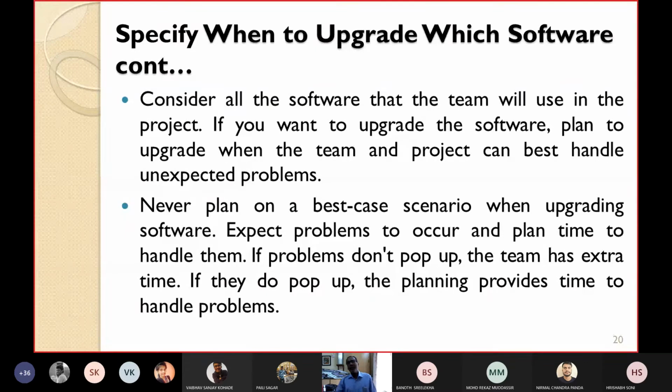For example, the coming two or three days are holidays, or you have just finished one major activity, so things are a little relaxed. Since you have some time, if some problem comes while upgrading, you have sufficient time to handle it. That's why you plan to upgrade when the team and project managers can best handle unexpected problems, when you have sufficient time in hand.